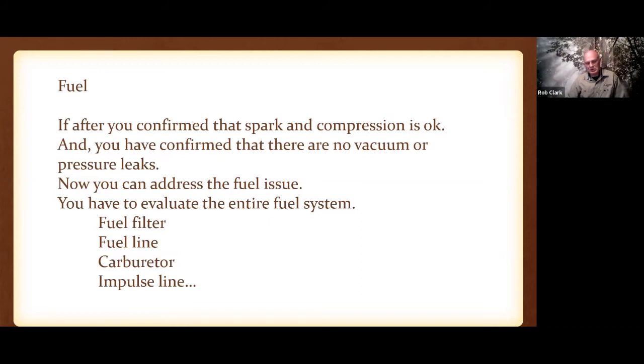Your impulse line, this is something that most people don't even know about. Your impulse line runs between your crankcase and your carburetor, and it actuates the fuel pump side of your carburetor. If your impulse line is bad, it's like taking your fuel pump off of your car and you don't run. You can't get any fuel to the system, so you want to check that also. Generally, during your pressure or vacuum test is where you're going to find out if your impulse line is okay.